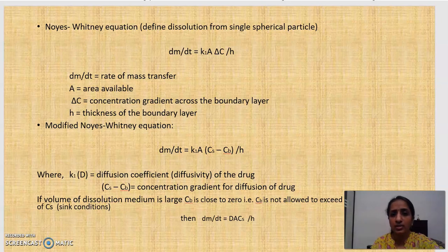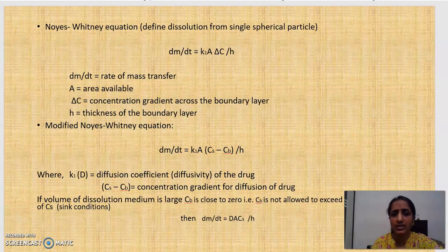Now this dissolution from a single spherical particle, that is the surface of the dosage form, is given best by the Noyes-Whitney equation, which says dm/dt is equal to k1 A delta C / h, wherein dm/dt is the rate of mass transfer, A is the surface area available, and delta C is the concentration gradient across the boundary layer. The rate of mass transfer is inversely proportional to the thickness of the boundary layer through which it has to diffuse.